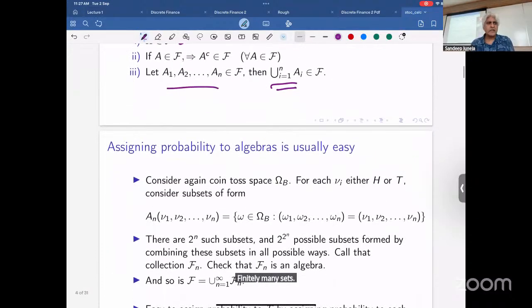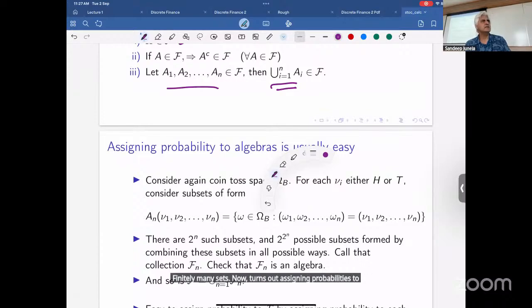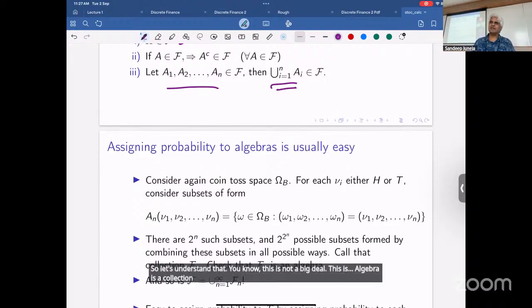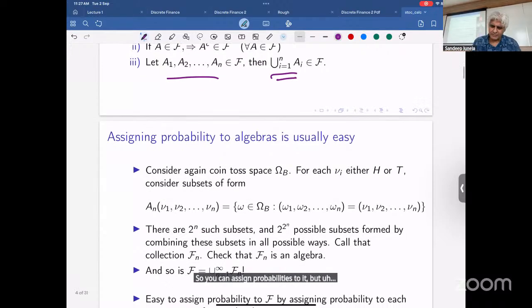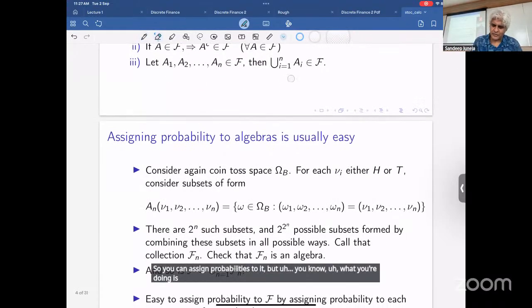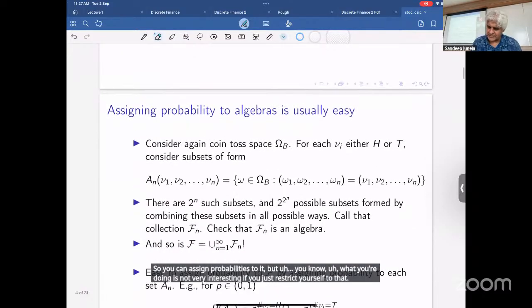Now, turns out assigning probabilities to algebras can often be easy. So let's understand that. This is not a big deal. An algebra is a collection, but it doesn't have that many subsets. It doesn't have that many interesting subsets. So you can assign probabilities to it, but what you're doing is not very interesting if you just restrict yourself to that. But let's understand this.